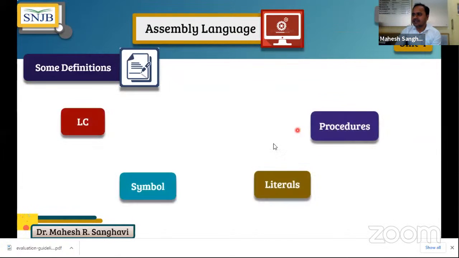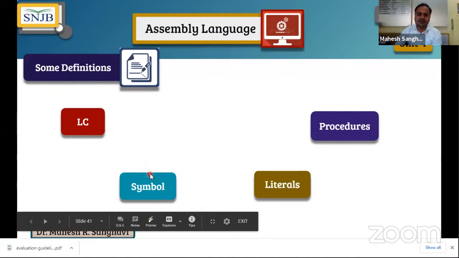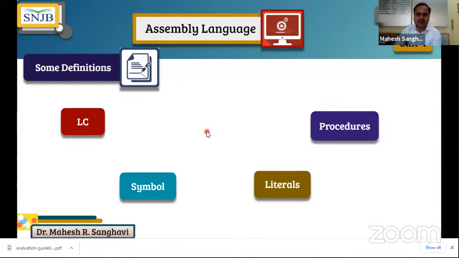Some of the definitions we need to understand, and that I have already covered: LC is location counter. It points to the next address, the next instruction that we have to execute. So this we need to understand. Symbol is your identifier, or you can call it a variable. Literal can be known as a constant, so the constant value will be given to this, and procedure is your methods or your functions. So this terminology I have already explained in my previous lecture. If you have any doubt in this, you can anytime watch the video that I have shared with you in Google Classroom.